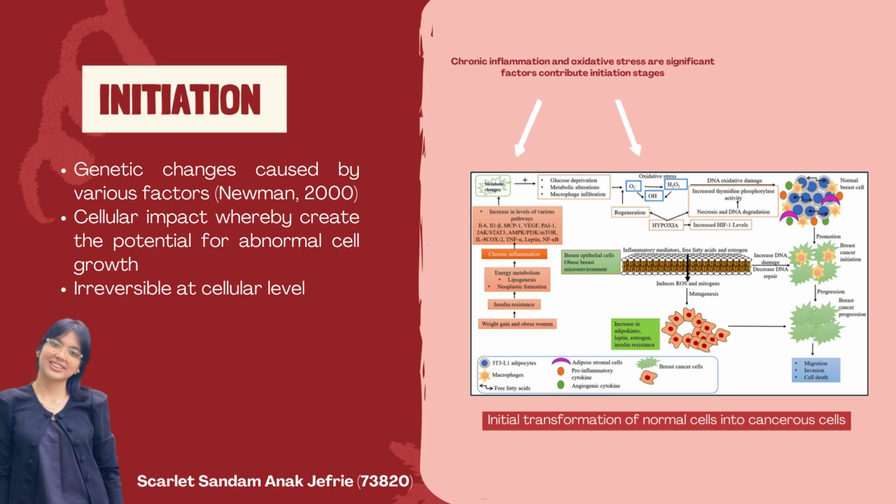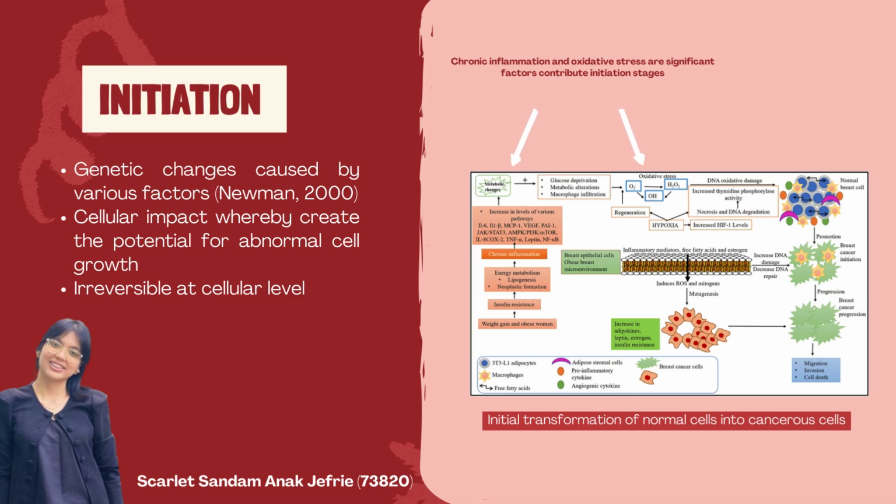Greetings, I will be explaining the three key stages of breast cancer development, which are initiation, promotion, and progression. Let's start with the first stage, which is initiation. During initiation, normal cells undergo genetic mutations that set them on a path towards becoming cancerous. This mutation can be caused by various factors such as environmental exposure, inherited genetic defects, or random errors during DNA replication. It is important to note that at this stage, the cells aren't cancerous yet, but they have the potential to become. This stage is usually irreversible at the cellular level.